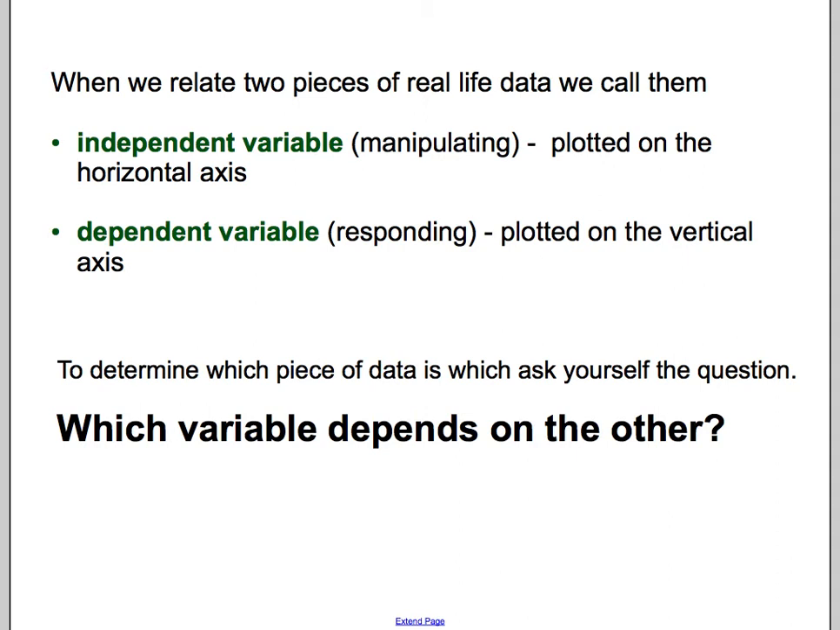Now we have words called manipulating and responding. Those are your science terms. You've done a lot of graphing in science. You learned that as the manipulating variable and the responding variable. In math, they're independent and dependent. To determine which piece of data is which, you have to say it out loud and ask the question, which variable depends on the other?